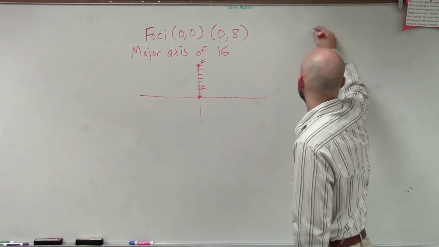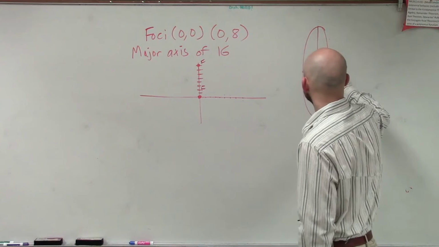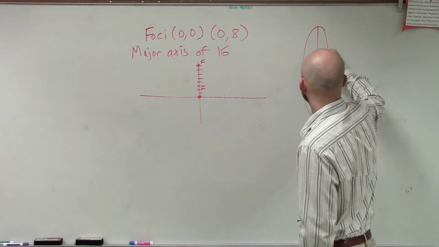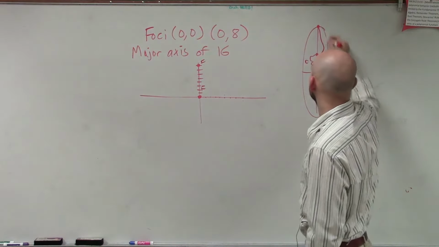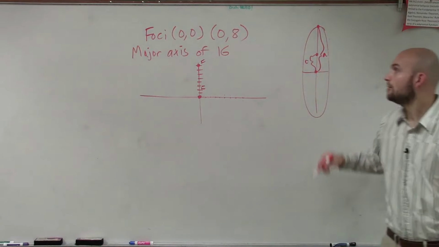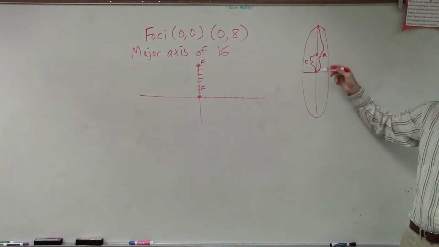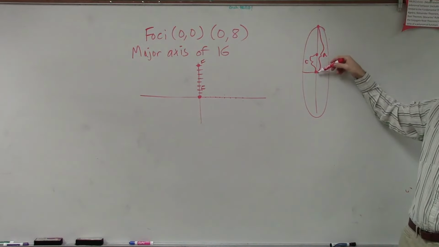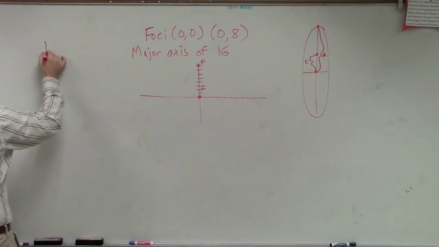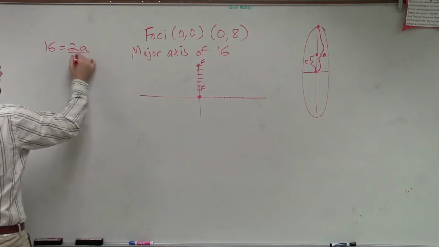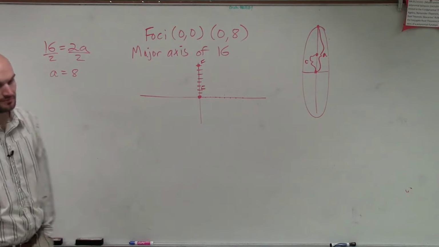Now, it says the major axis length is 16. So now we have an ellipse that looks something like this. We know that the distance to our foci is C, and the distance to our vertices is A, right? But the whole distance of the major axis is how long? Here to here is 2A. So if I want to figure out what A is, I can just say 16 equals 2A, divided by 2, A equals 8, all right?